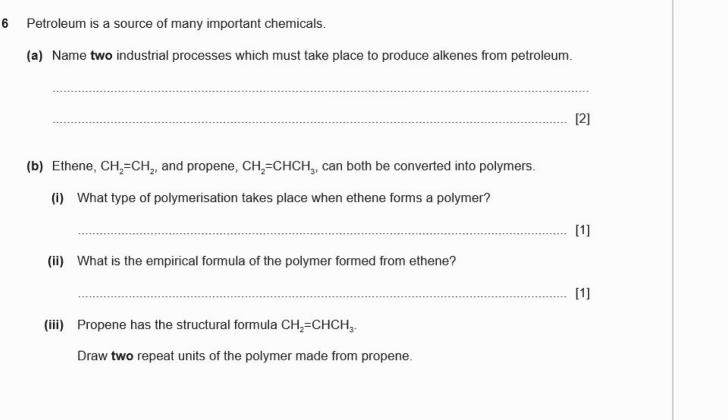There we go. Question 6. Petroleum is a source of many important chemicals. A. Name 2 industrial processes which must take place to produce alkenes from petroleum. Okay, petroleum is a mixture of different molecules, so you have to do fractional distillation. And then you break off the parts that you want so you can get an alkene, and that's called cracking. Catalytic cracking. Cracking.